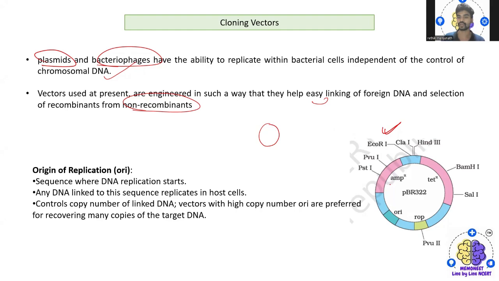So one thing we do see in a vector is ORI, that is origin of replication, a place in the vector where the replication normally starts. It is the sequence where DNA replication starts, and any DNA linked to this sequence replicates in the host cell. It controls the copy number of the linked DNA.